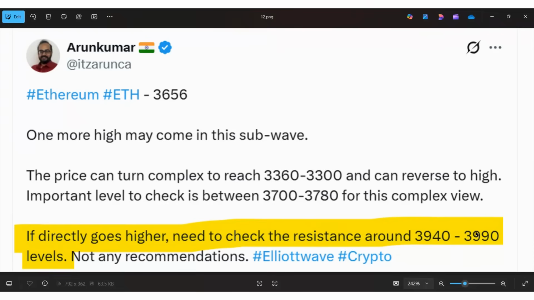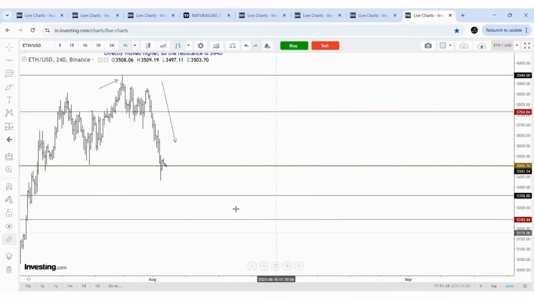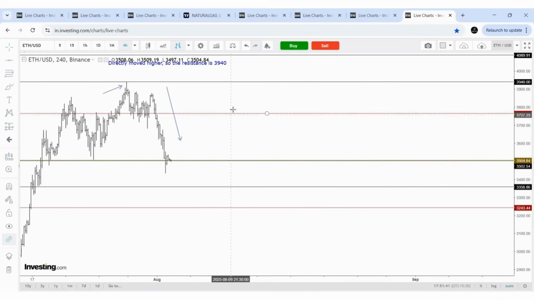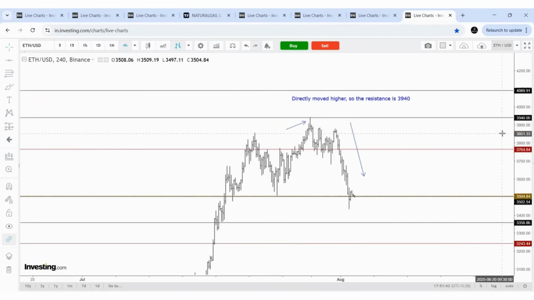Did you know where the price stopped? Exactly 3,940. I will zoom in. See, 3,940. The price did not go lower, it moved directly higher, and then it became the resistance. See, this is how Elliott Wave works. Okay, you need to understand, and it takes some time.